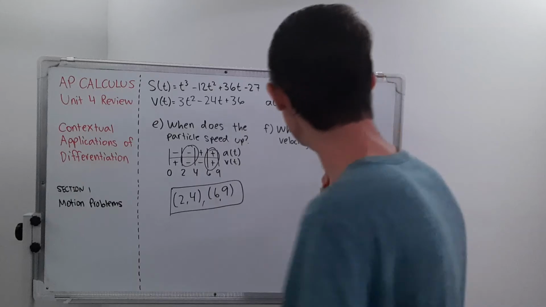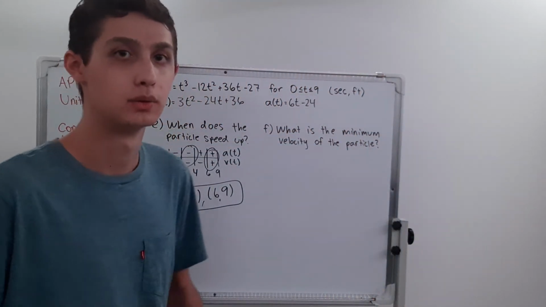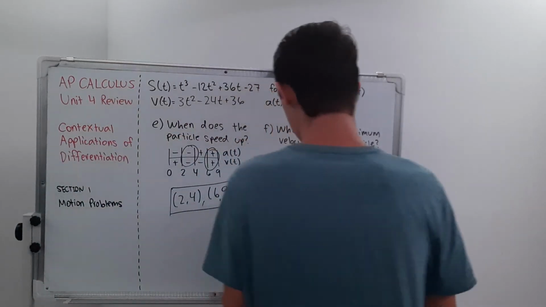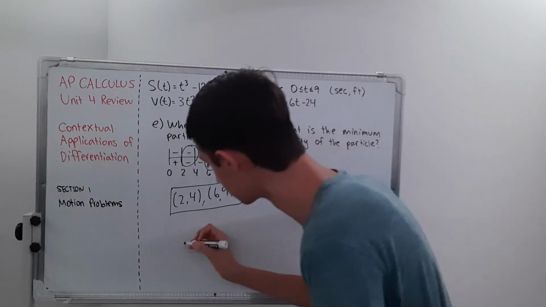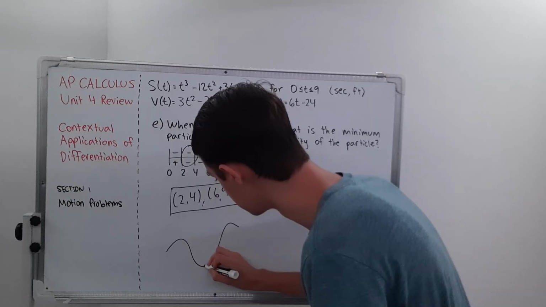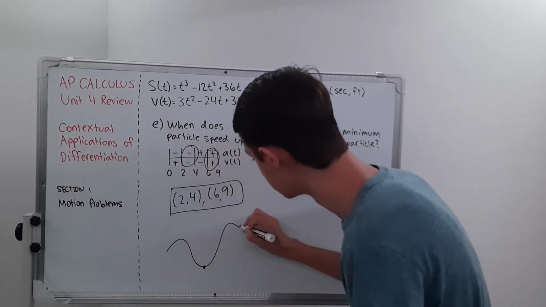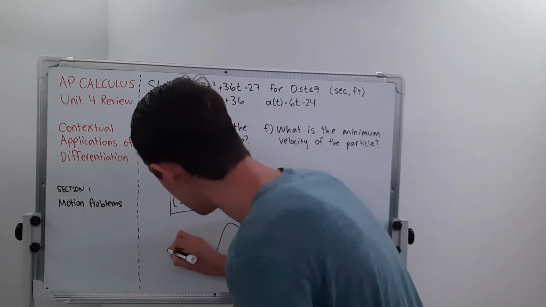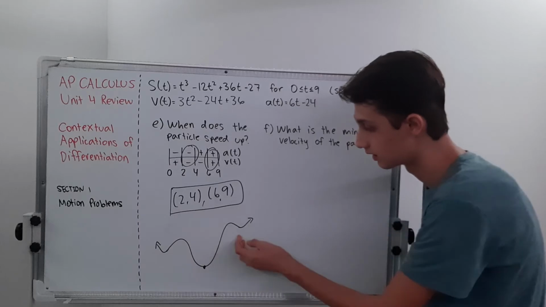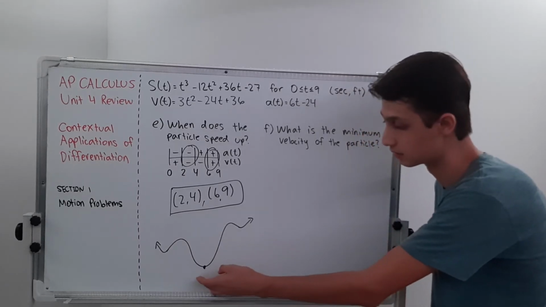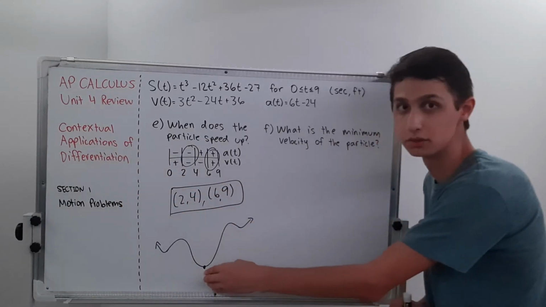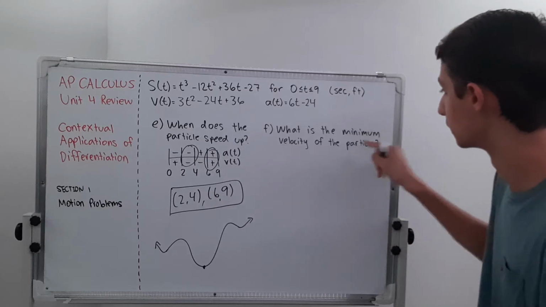So what is the minimum velocity of the particle? Think about absolute minimum, right? We can think of some graph like that. You have a relative minimum here. If your graph continues to go this way, then that is your absolute minimum, right? You have relative minima here and here, but this is your absolute minimum because it's going to keep going up that way. So this is the lowest point of your graph, and you want the lowest velocity.